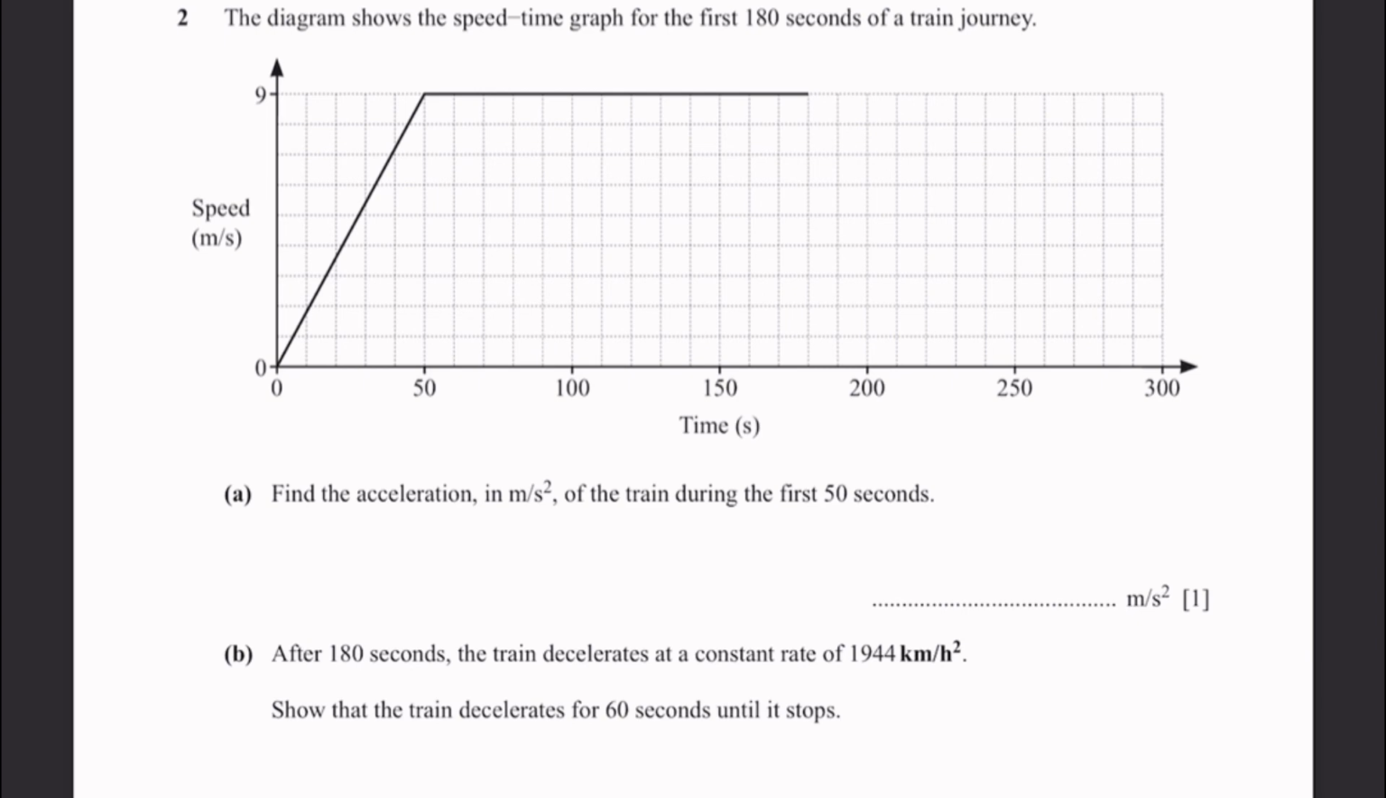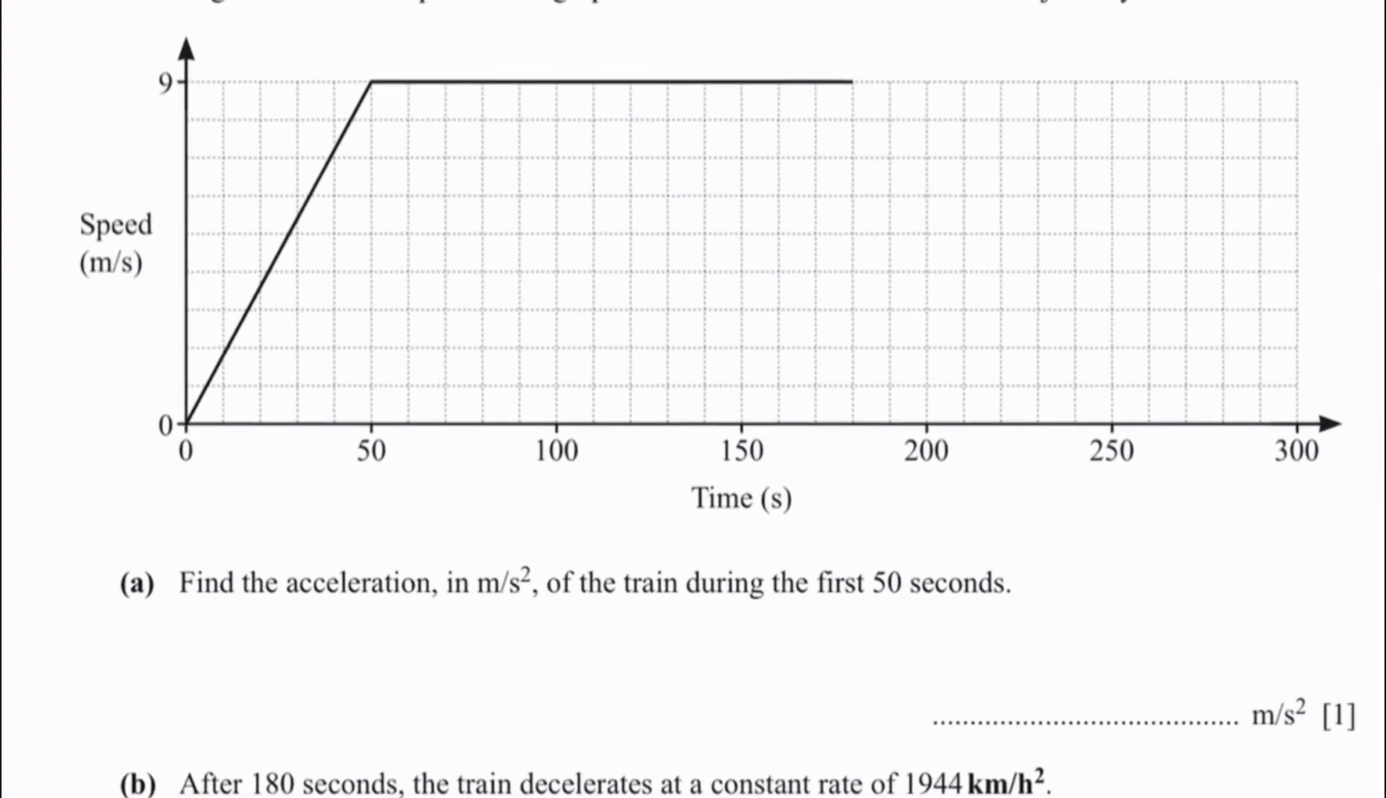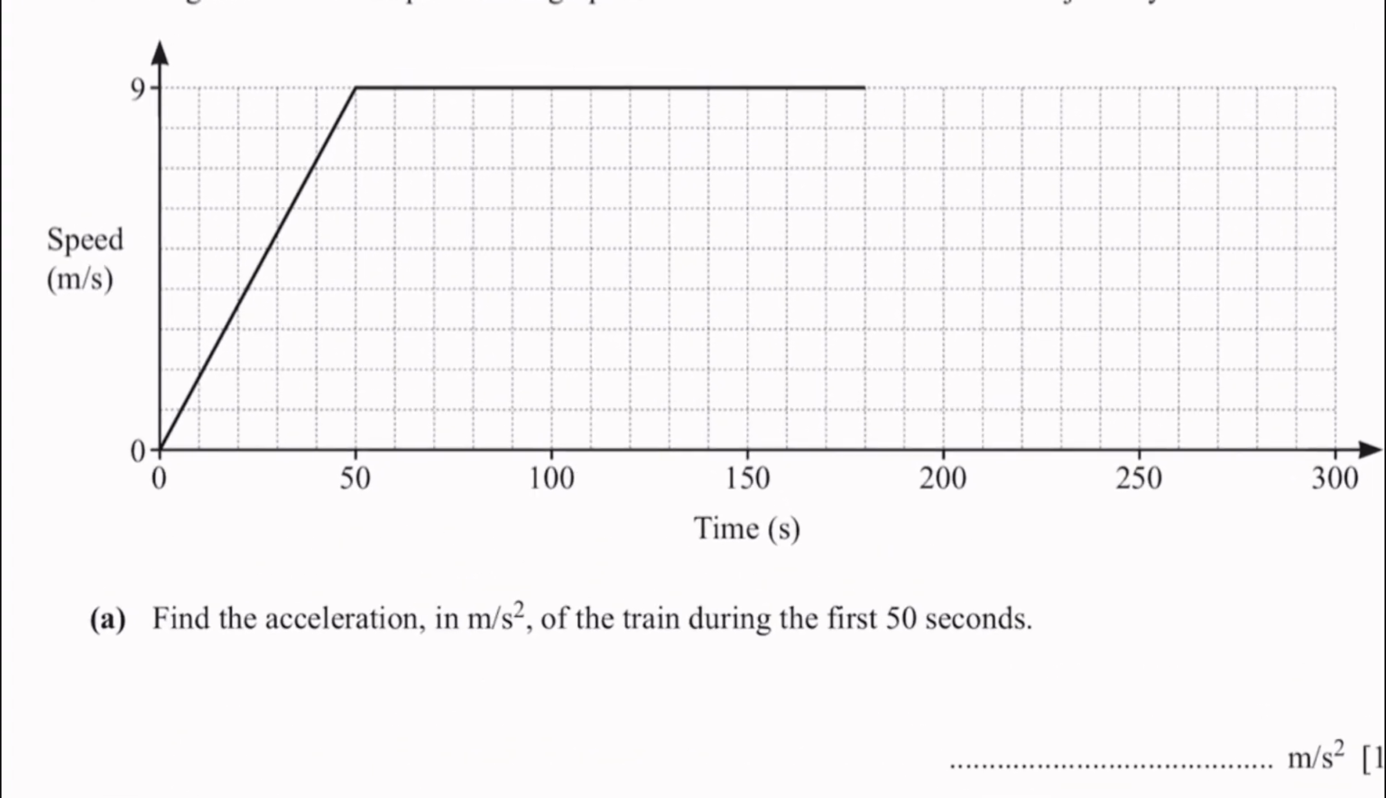Question number 2. The diagram shows the speed time graph for the first 180 seconds of a train journey. Find the acceleration in meters per second squared of the train during the first 50 seconds. So the acceleration during the first 50 seconds is this yellow line.